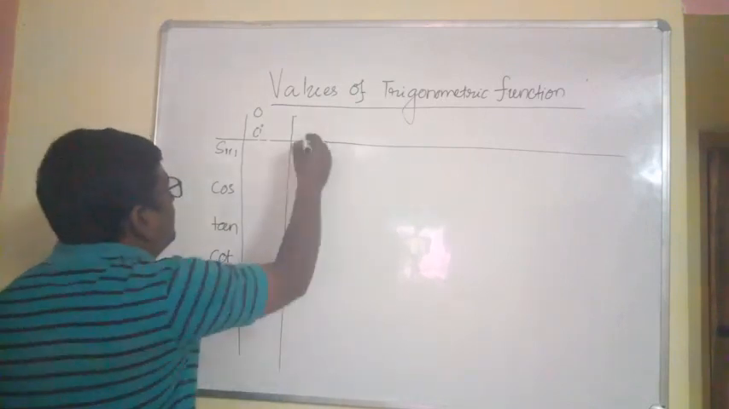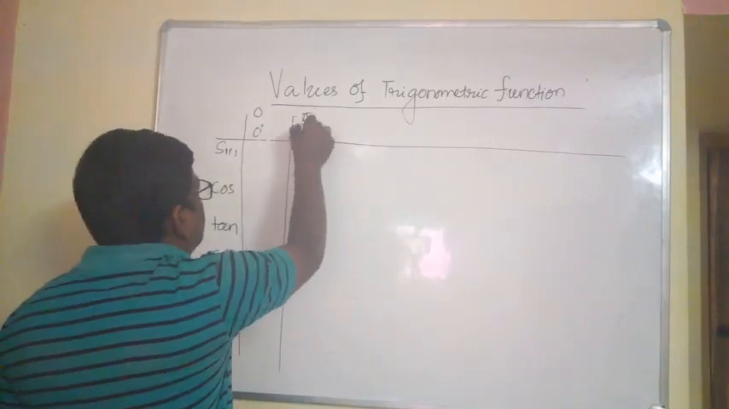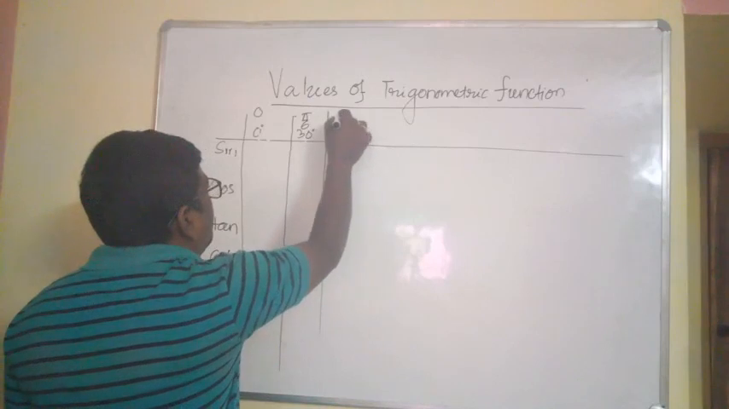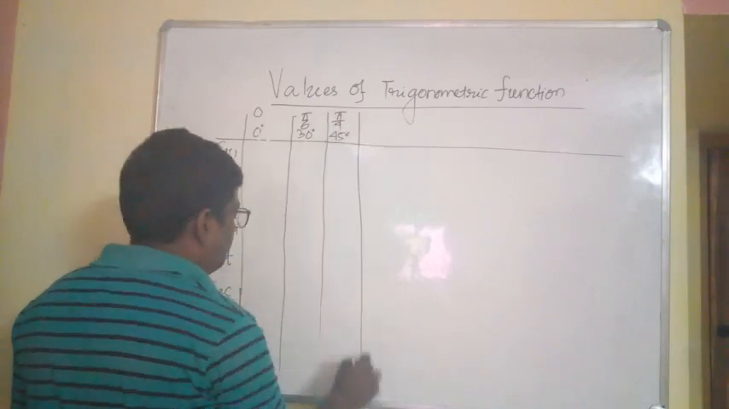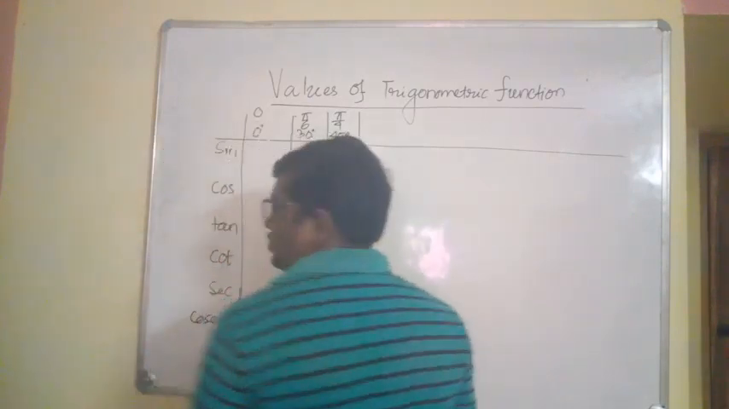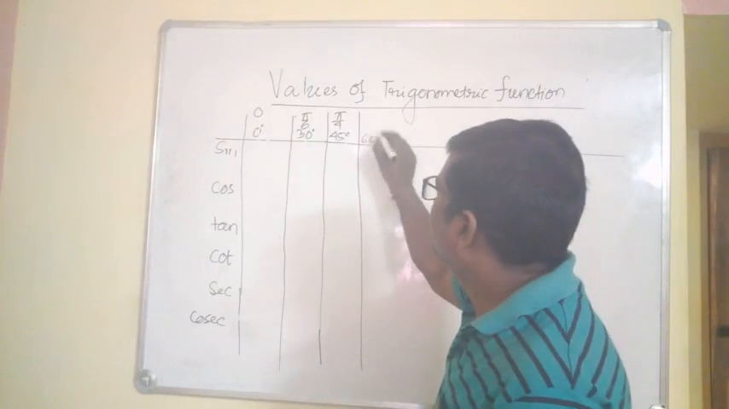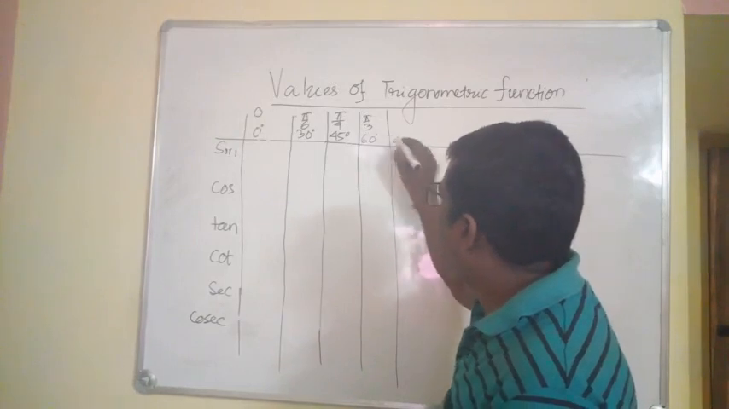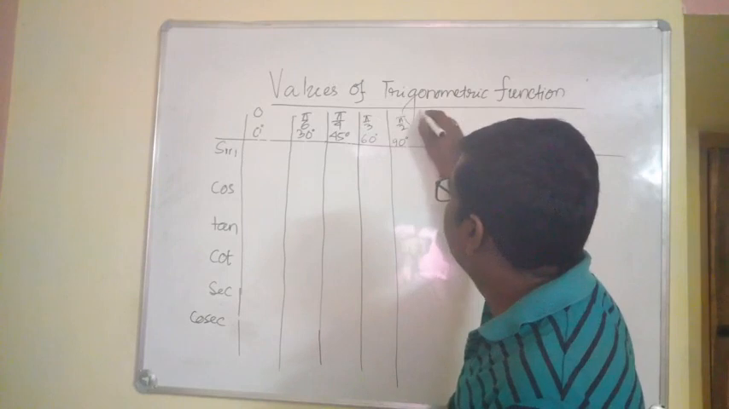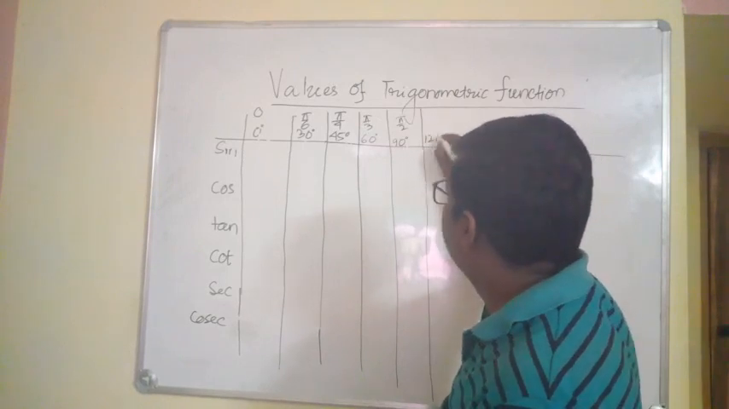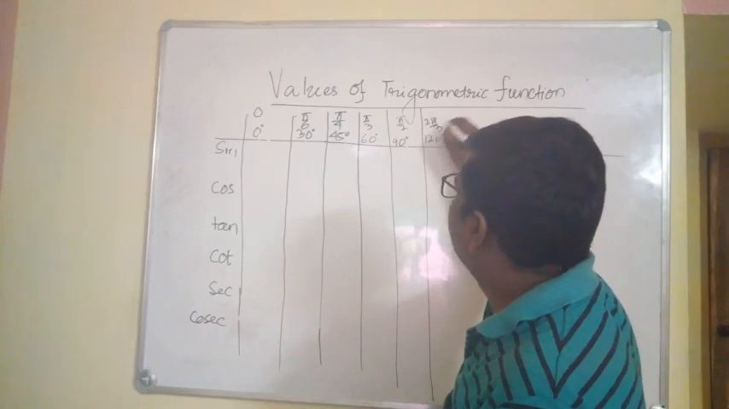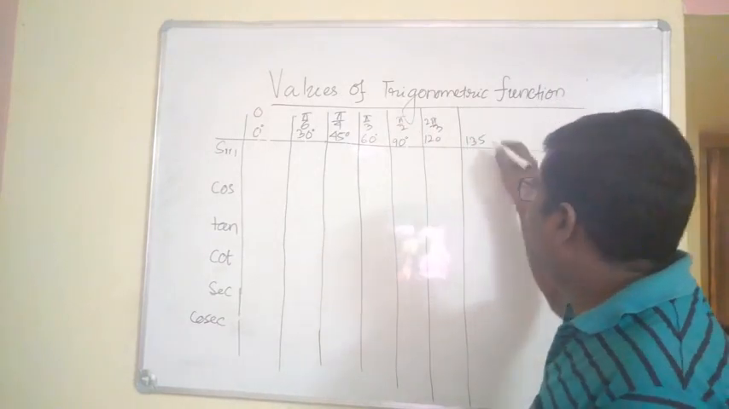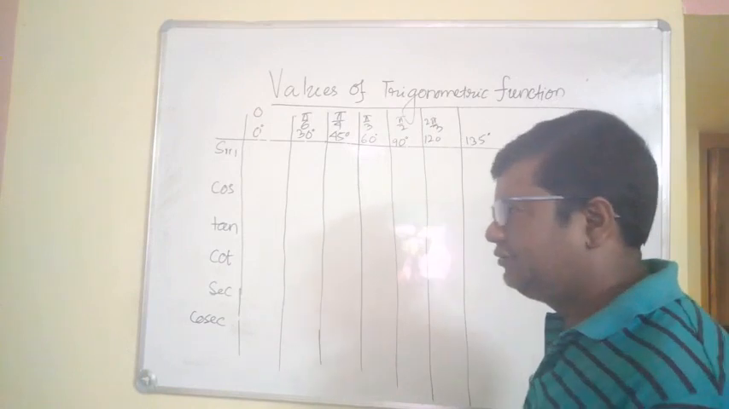Cosec, 30 degree or pi by 6, 45 degree or pi by 4 radian, then 60 degree or pi by 3 radian, 90 degree or pi by 2 radian, 120 degree or 2 pi by 3 radian, then 135 degree, that is what radian?